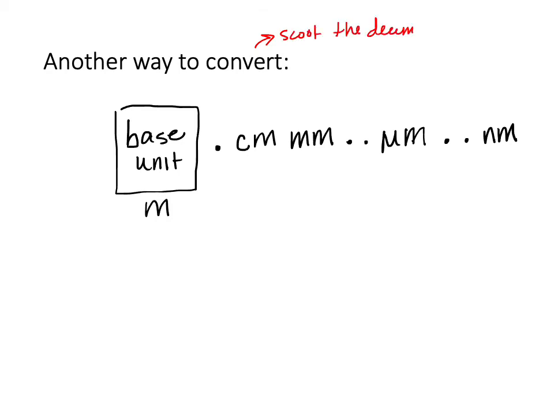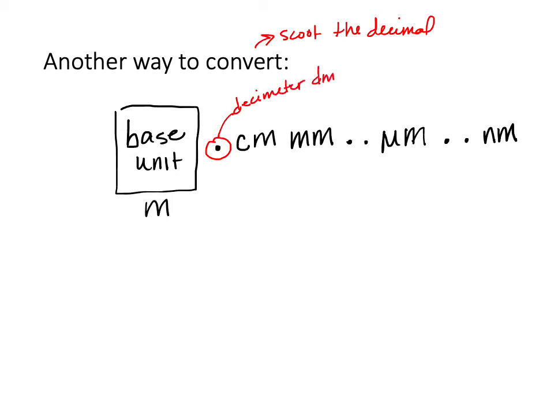What we can do with this is remember that the metric system changes by units of 10. So for instance, if we start at a base unit, which for length is the meter, and we move to the right, we have different units of 10 that we can convert to. For instance, one unit away, which I've drawn as a period here, is decimeter or dm.